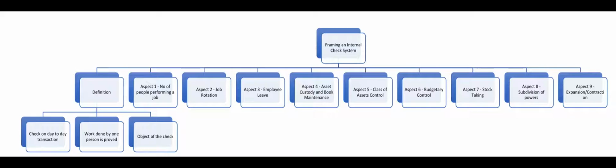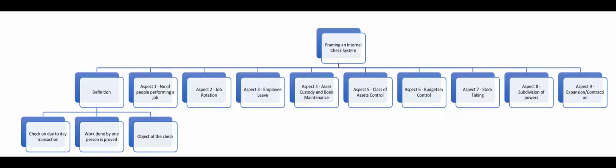The fourth aspect is about the custody of the assets and the maintenance of books of accounts. There should be independence here. The same person should not be handling the assets as well as recording them in the books. It is a simple way to avoid any possibility of frauds or even errors. The fifth aspect is the class of assets. There should be appropriate accounting control in respect of each class of assets, and it should be periodically inspected, establishing the physical condition of the assets.